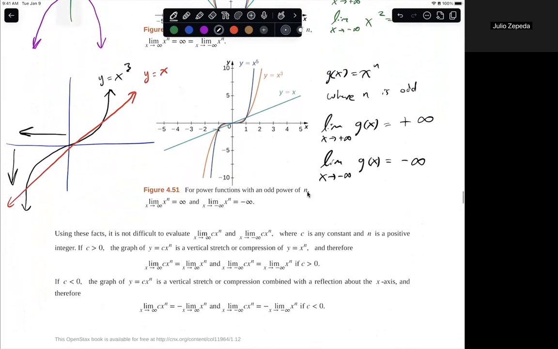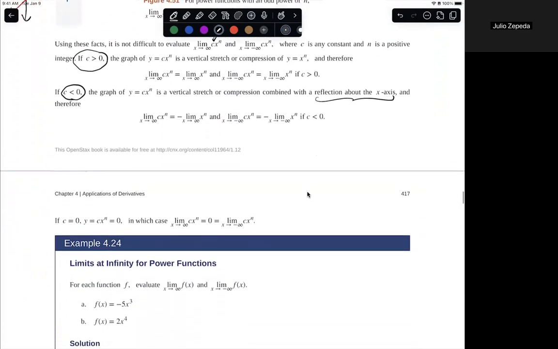Then they talk a little bit about what happens if the leading coefficient c is positive. That's not going to change anything on these limits, but if c was negative, then it's going to flip all of these limits and change their signs because of the reflection about the x-axis. So let's take a look at some examples.